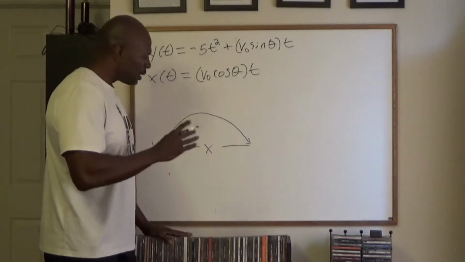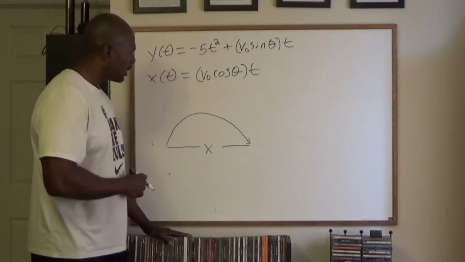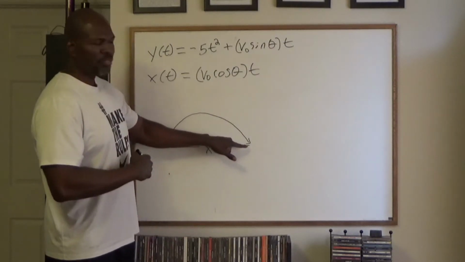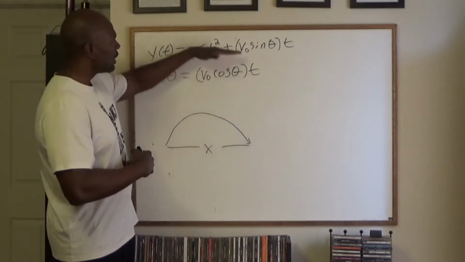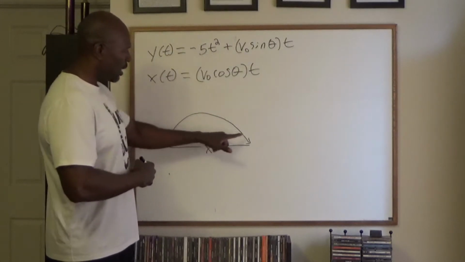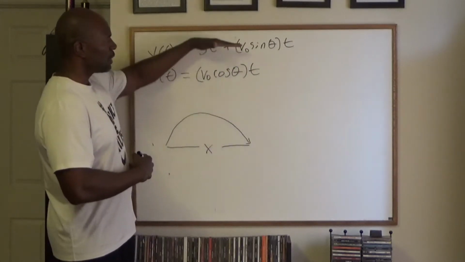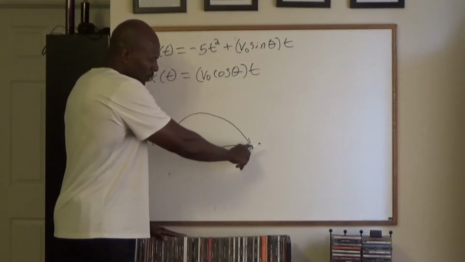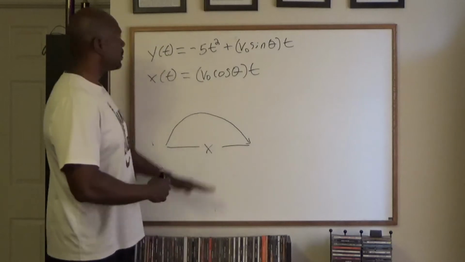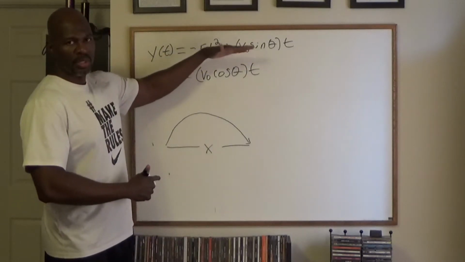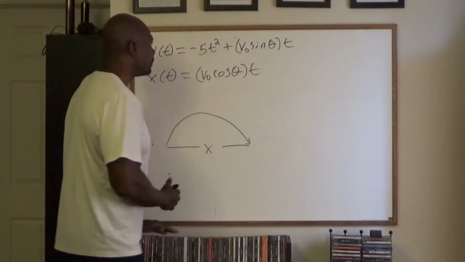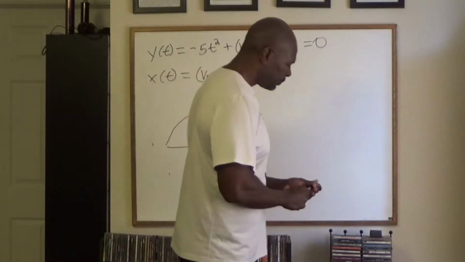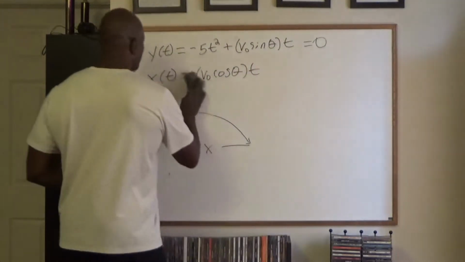And the maximum of this distance is what I'm trying to find. So the good news is the projectile hits the ground when its vertical position is 0. So to find the value of t where it hits the ground, all I have to do is set my vertical position function equal to 0 and solve. So let's do so. Let's set this equal to 0 and solve.